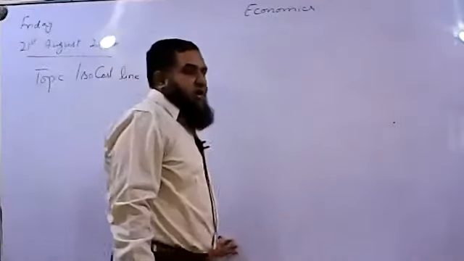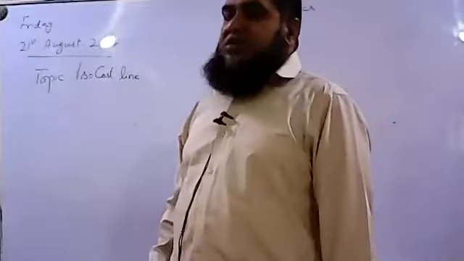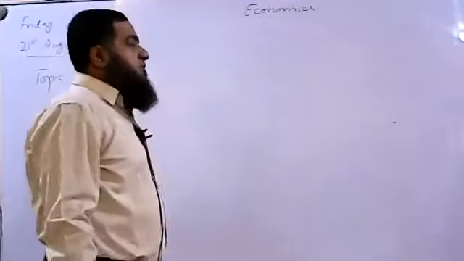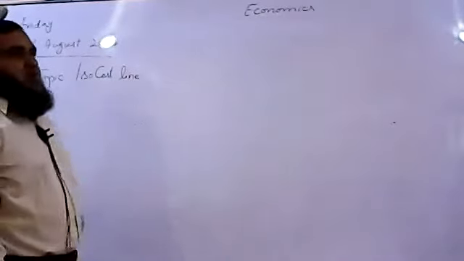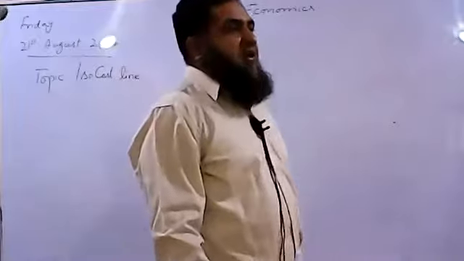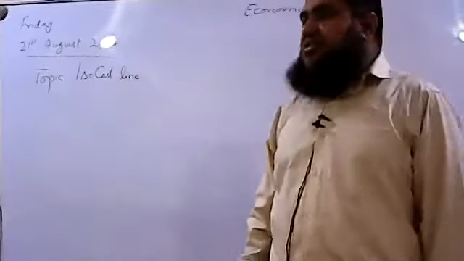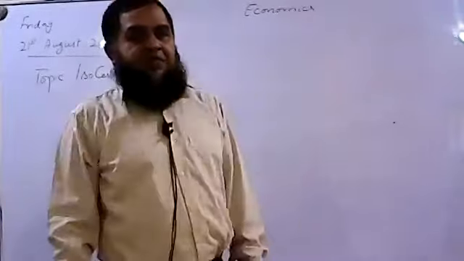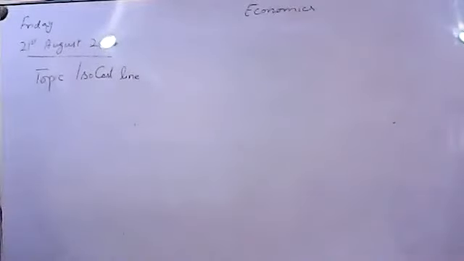Basically, yesterday we were talking about the isoquant curve, which was telling us about the same level of output to be produced by different combinations of labor and capital. But that isoquant curve was not telling us which combination of labor and capital will be minimizing the cost of production for the producers in order to produce a particular level of output. So now we are going to analyze the isocost line.